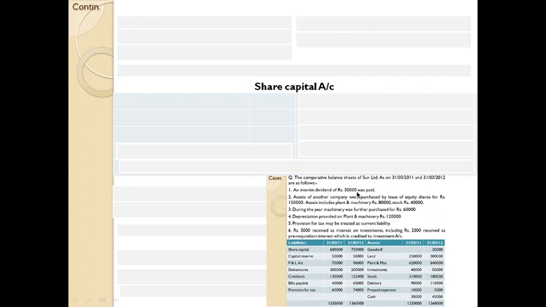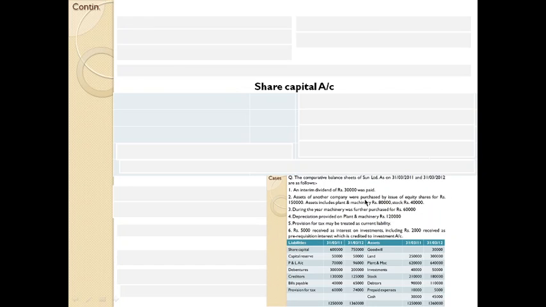First one, interim dividend 30,000 was paid. Since there is no opening and closing balance for interim dividend, you need not prepare that account. Next one, assets of another company were purchased during the year by issue of equity shares, and assets include plant and machinery, stock. So what all accounts have to be prepared?